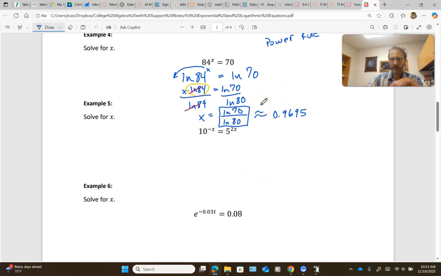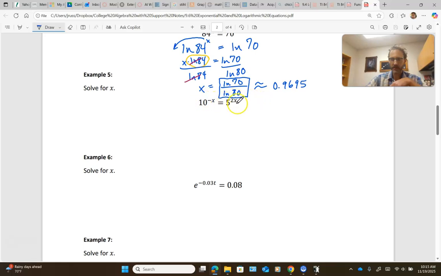Alright, let's look at example 5. So this one's similar, okay? There's no way for me to express 10 as 5 to some power. Okay, we know 5 to the first is 5, 5 to the second is 25, so I'm going to have to take the natural log of both sides again. And I'm going to come over here to the right hand side. So I'm going to take the natural log of 10 to the negative x, and that will be equal to the natural log of 5 to the 2x.